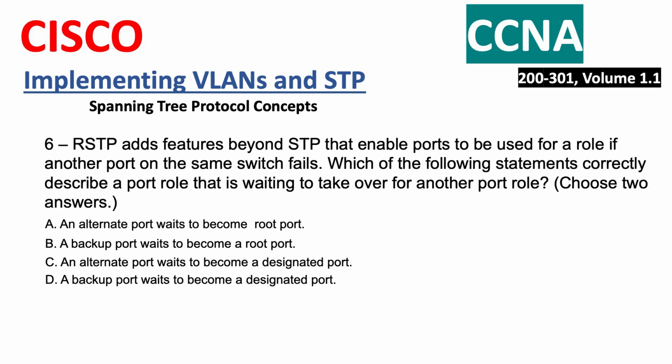Question 6. RSTP adds features beyond STP that enable ports to be used for a role if another port on the same switch fails. Which of the following statements correctly describe a port role that is waiting to take over for another port role? Choose two answers. A. An alternate port waits to become root port. B. A backup port waits to become a root port. C. An alternate port waits to become a designated port. D. A backup port waits to become a designated port.